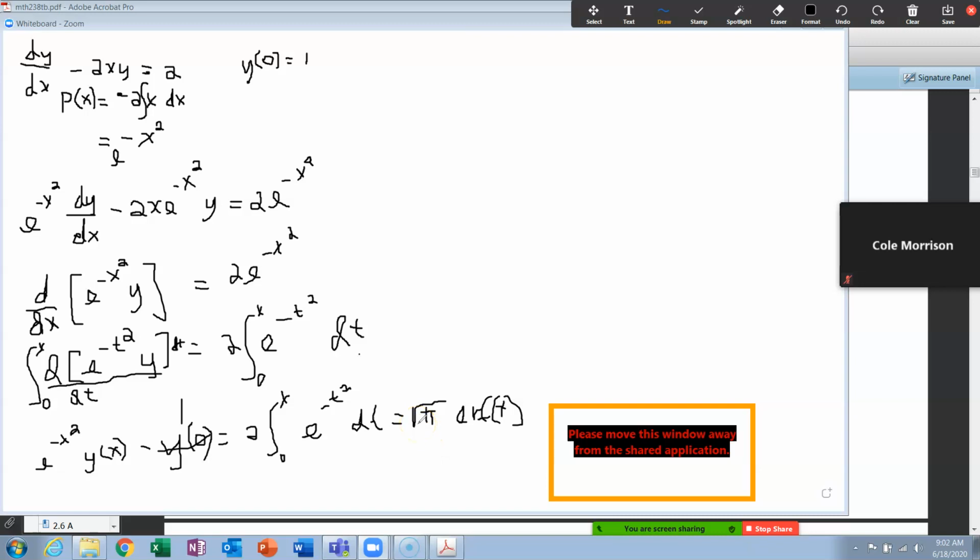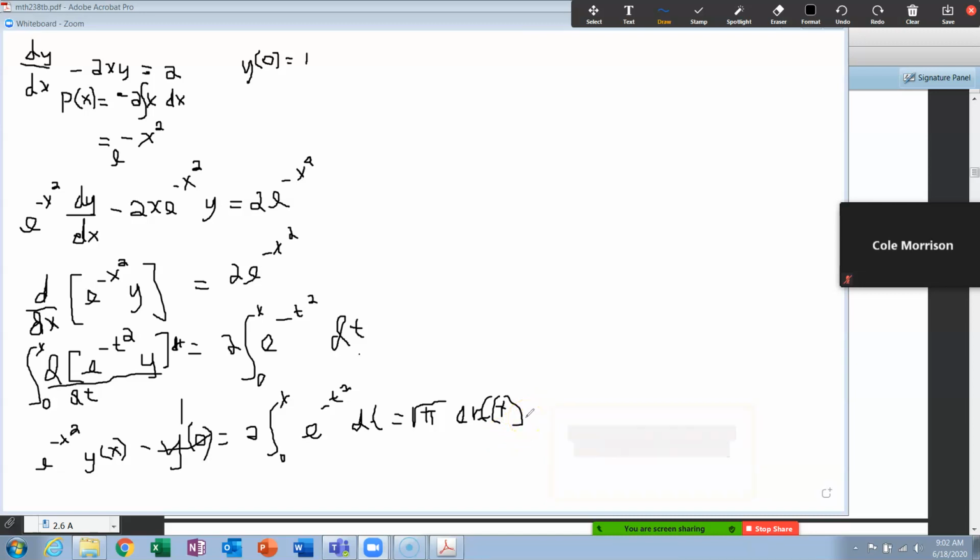Okay, here's what I'm going to do next. Since we want to isolate the y of x, I'm going to do 2 things at once. I'm going to add 1 to this side. So this is either going to be root pi error function of x plus 1 or 1 plus root pi error function of x. I don't care which way you write it, okay?